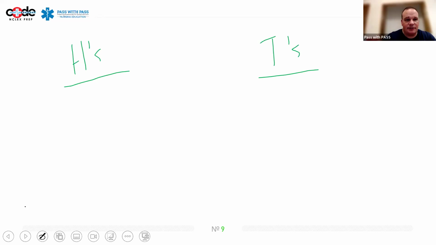So with H's and T's, these are going to be our reversible causes, and I'm just going to write out a few here.